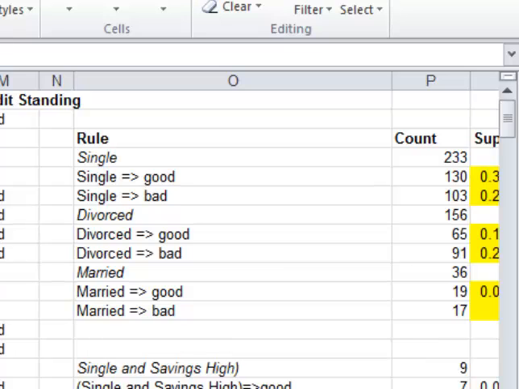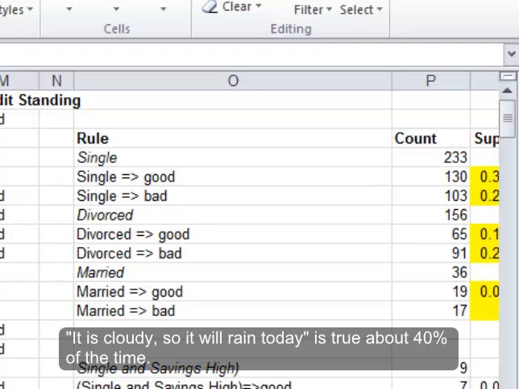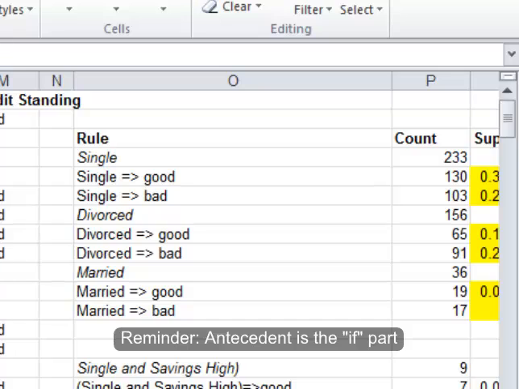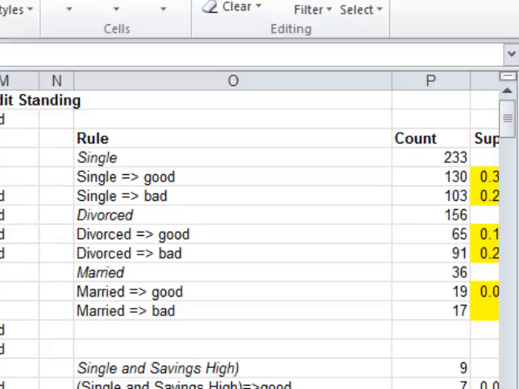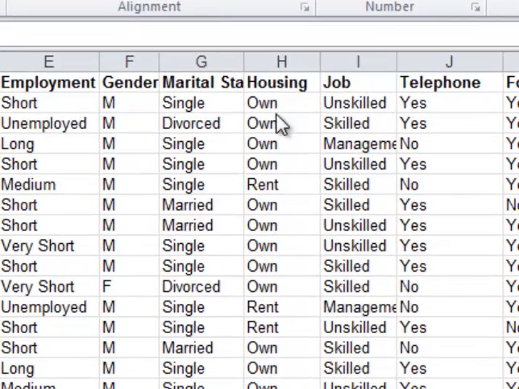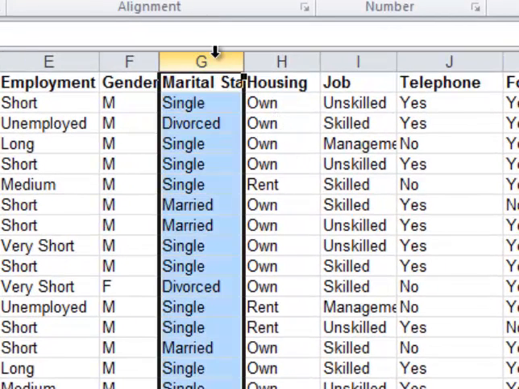What this means is the rules are not hard and fast. Instead of stating a rule such as, it is cloudy, so it will definitely rain today, a probabilistic rule would say, it is cloudy, so it will rain today, is true about 40% of the time, or whatever percent. In association analysis, the antecedent and the consequent are sets of items, called item sets, that are disjoint. That means they do not have any items in common. For example, if we consider marital status, we see that the options are single, divorced, or married.